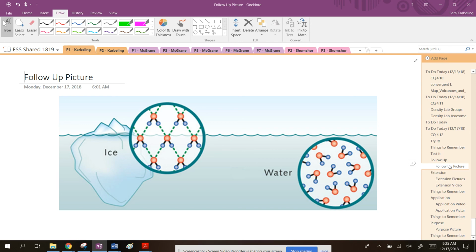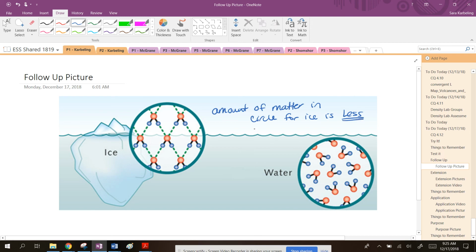And the thing that's super important is that the number of molecules, or the amount of matter, I'll say, we'll keep it simple here. The amount of matter in the circle for ice is less than for water. This means that ice is less dense than water.